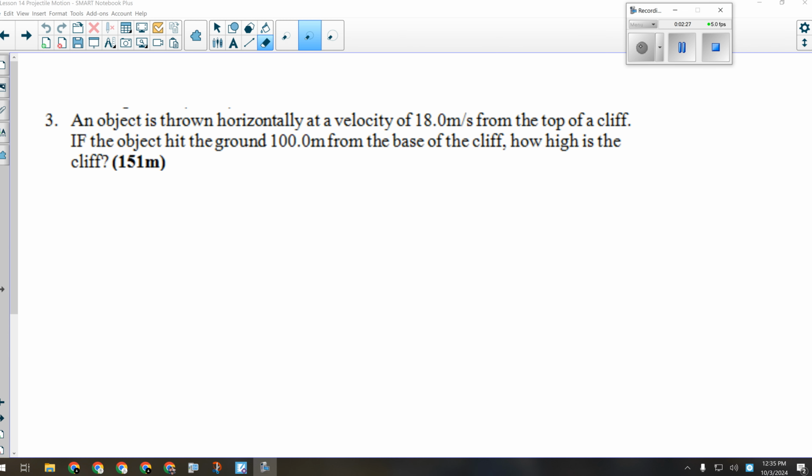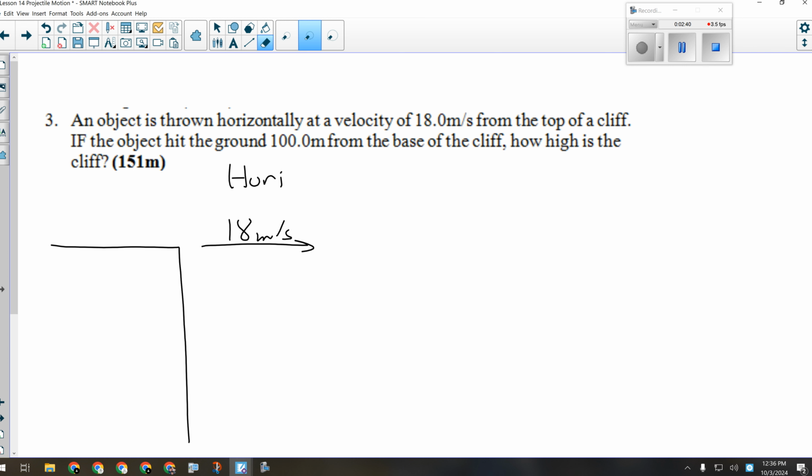So if we're looking at number 3, we've got an object that's thrown horizontally at 18 meters per second from the top of a cliff. So there's our cliff. It's thrown at 18 meters per second horizontally, so I'm just going to make my horizontal information go here and my vertical information go here. It says the object hits the ground 100 meters from the base of the cliff, so this distance is 100 meters. We're looking for how high the cliff is.